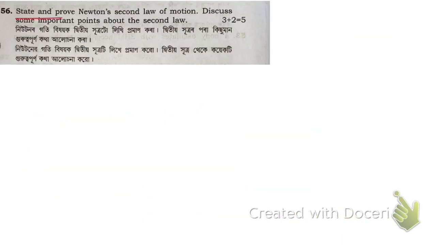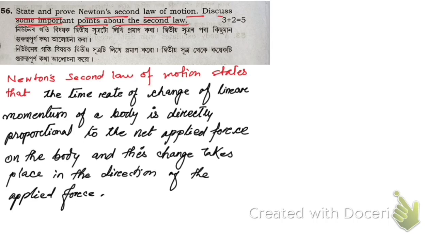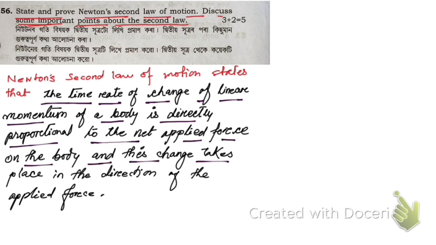So state and prove Newton's second law of motion. Discuss some important points about the second law, right? So first let me write the statement of Newton's second law. Newton's second law of motion states that the time rate of change of linear momentum of a body is directly proportional to the net applied force on the body, and this change takes place in the direction of the applied force. So what does it mean actually?